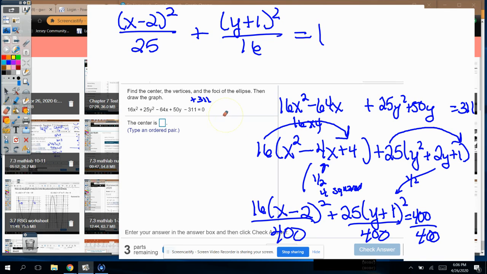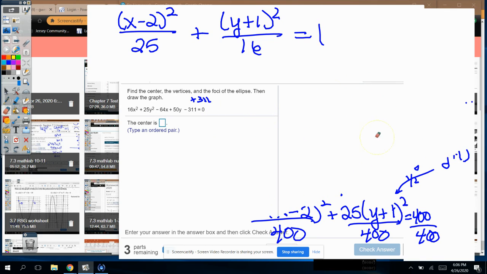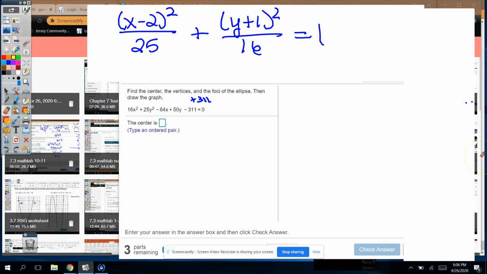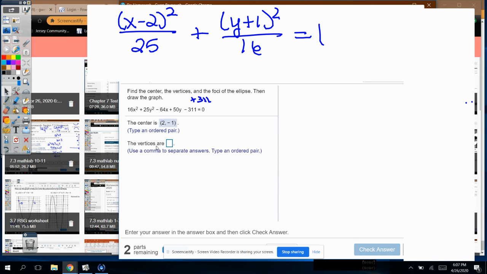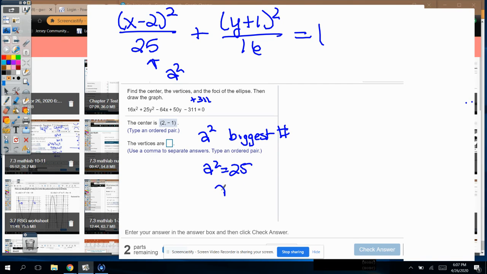Now I know what the center is. X comes from x and y comes from y. Change the signs. So it's going to be 2, negative 1. Okay, the vertices come from A. A is the biggest number. A squared is the biggest number. And the biggest number on the denominator is 25. So that makes this A squared. So A squared is 25 and A is 5.